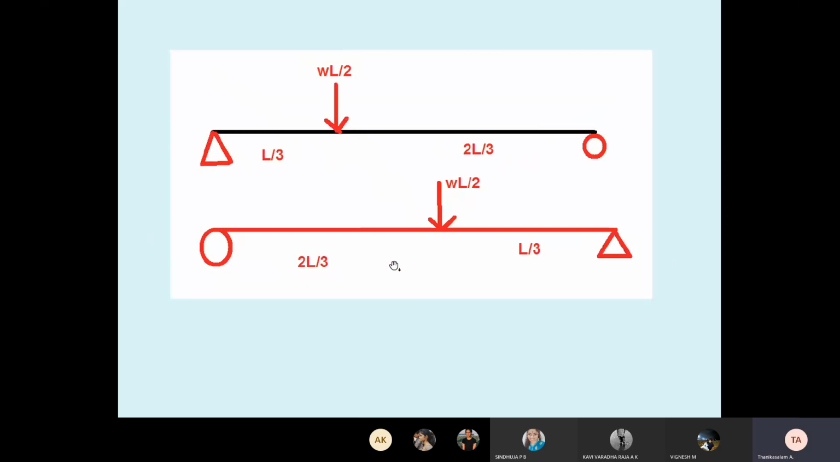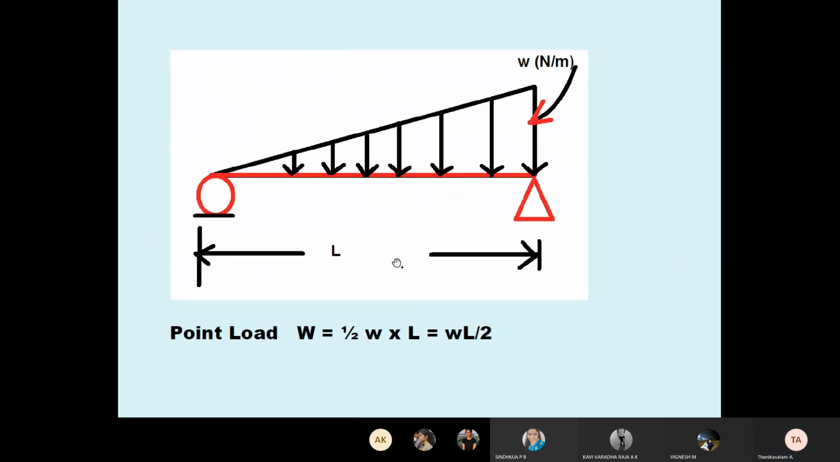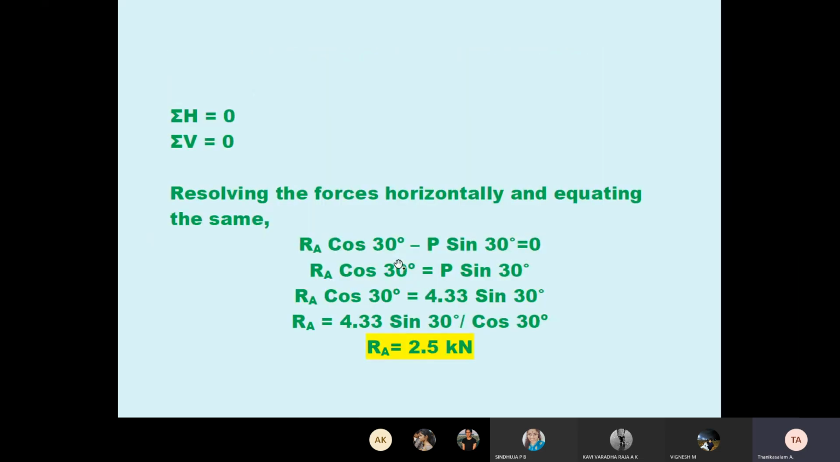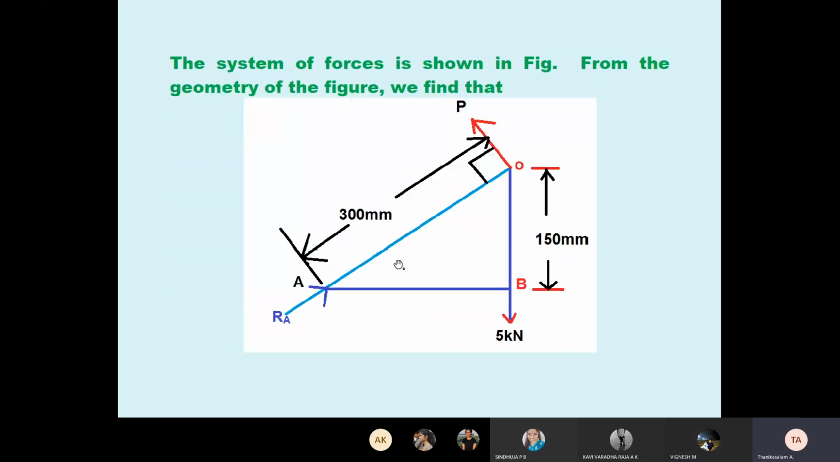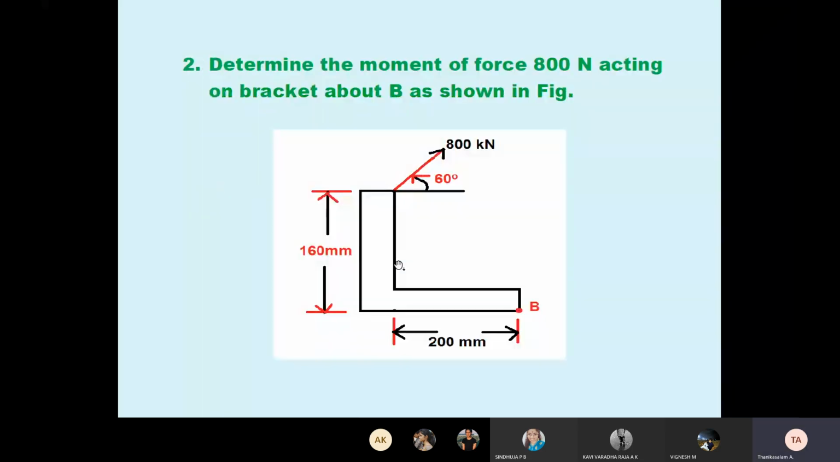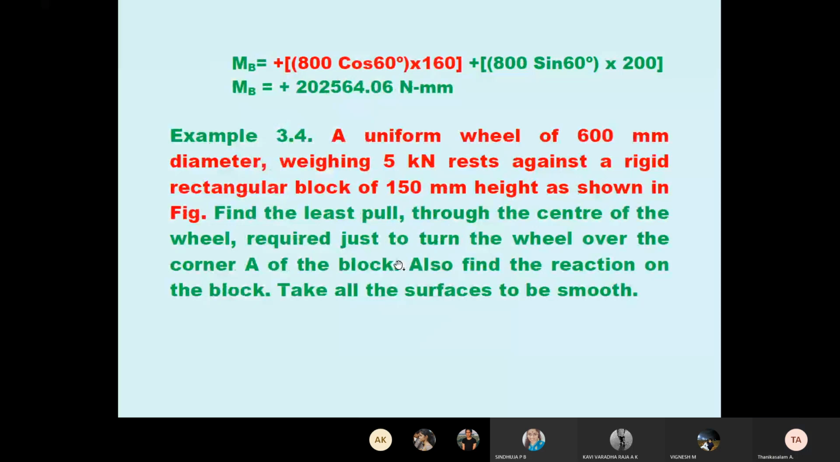Vignesh, do you understand today's class? Sir. So today we started some simple problems, moments, and one very, very important problem.